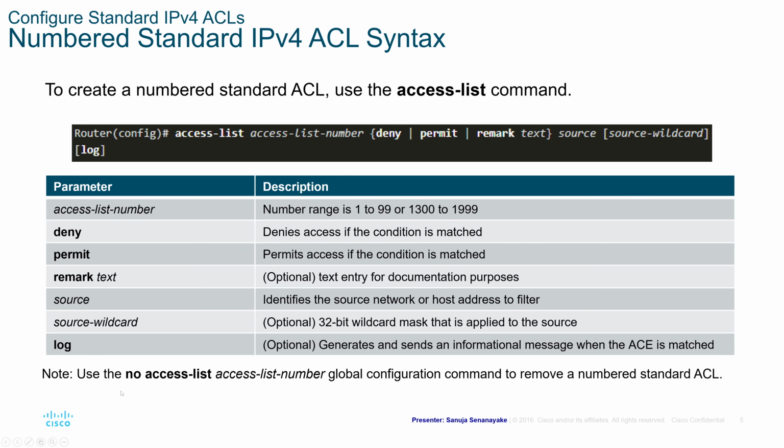Note the use of no in front of access-list: use the same access-list command with no at the front, along with the information, in global configuration mode to remove a numbered standard ACL. So if you want to remove a numbered standard ACL, you put no at the front and enter no access-list, then the access list number you want to get rid of, and that will delete the ACL from your router.